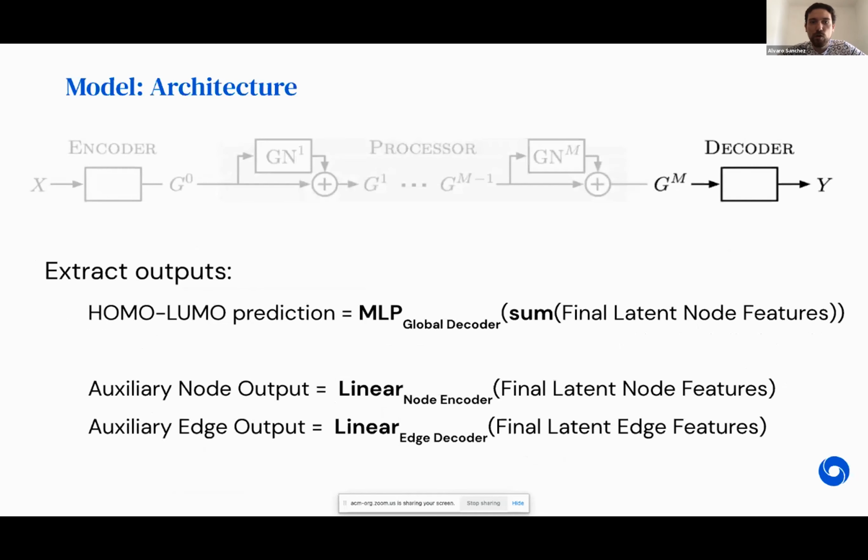Then finally, the decoder uses another MLP applied to the pooled nodes at the output of the processor. And this extracts the global predictions for the HOMO-LUMO gap. It also has a couple of per-node and per-edge auxiliary outputs that we use for the auxiliary denoising tasks, which I'll explain in the next slide.